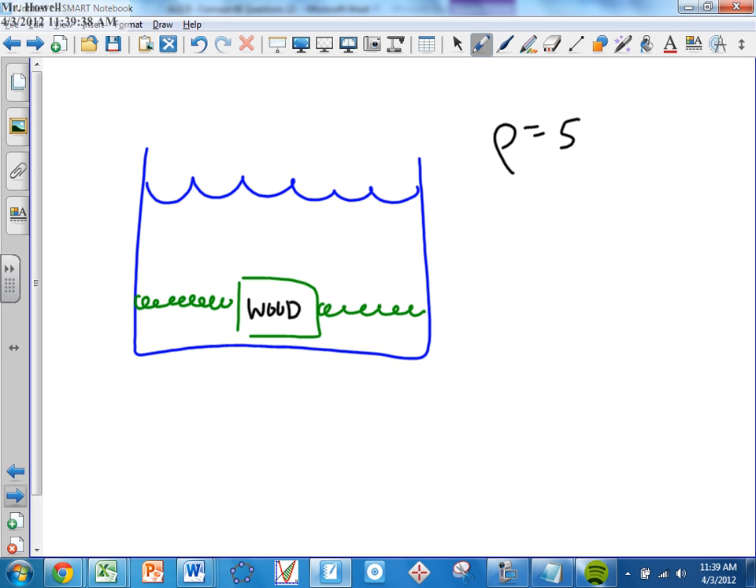Mr. Howe, you have to know the answer. Oh, yeah. Density of the water or density of the object? Well, the density is going to depend on what I choose as material and all that stuff.